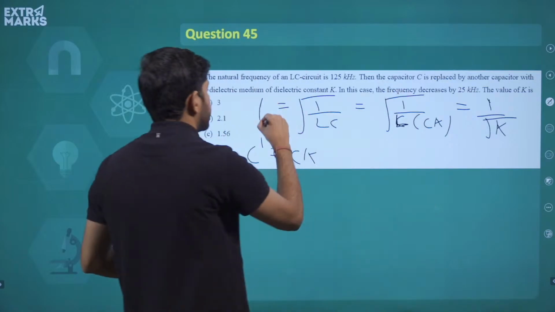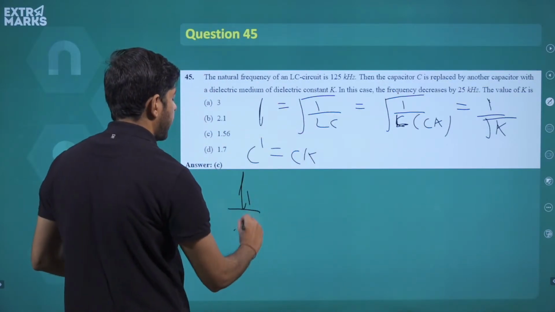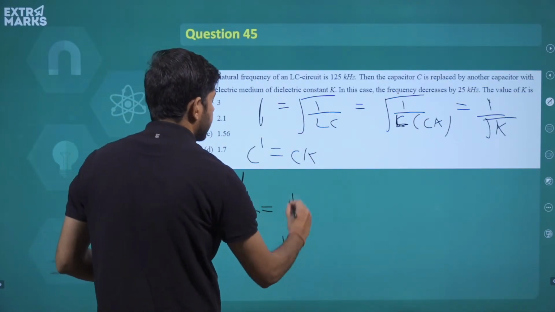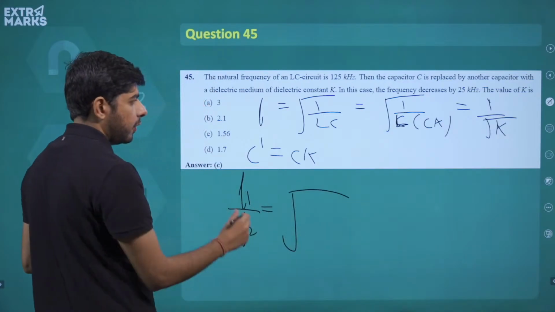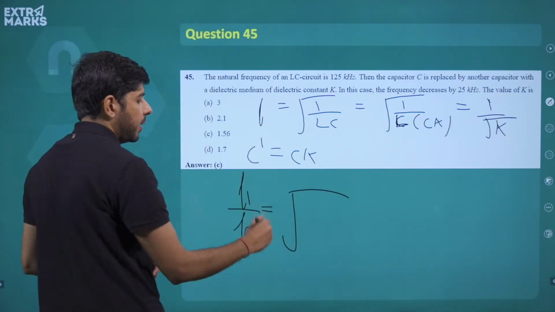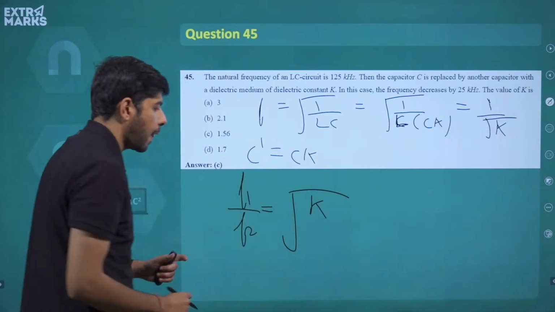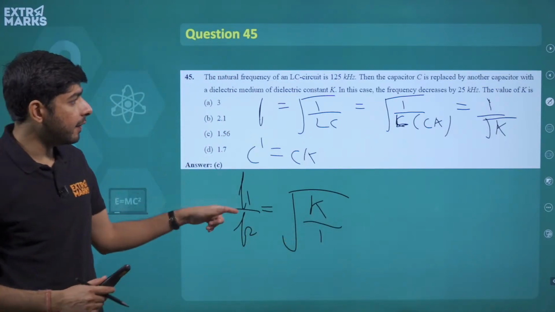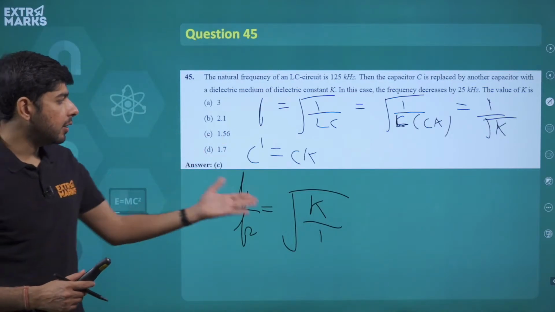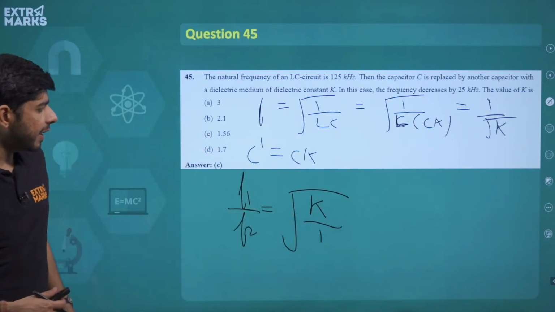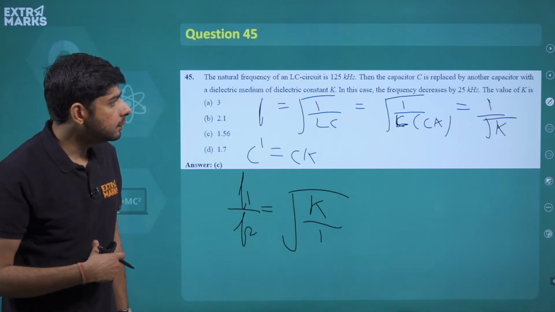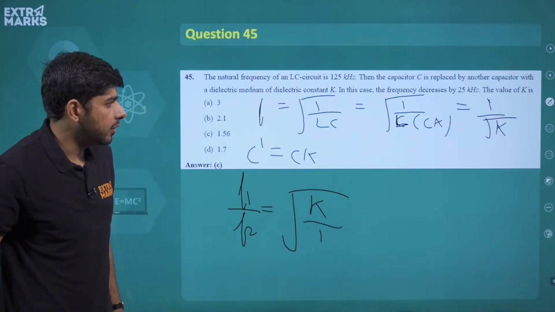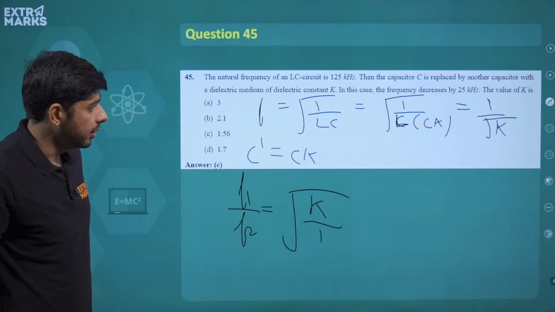This is the frequency. So now if I find the ratio F1 by F2, F2 will become, we know, 1 by K times. So this will be root of K, divided by 1. Now pretty simple, F1 is given, F2 is given, and that is your root K. So if you put the values, I think you should get the answer.